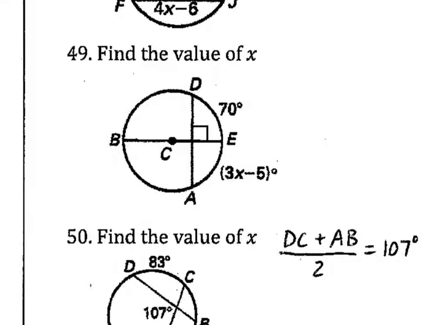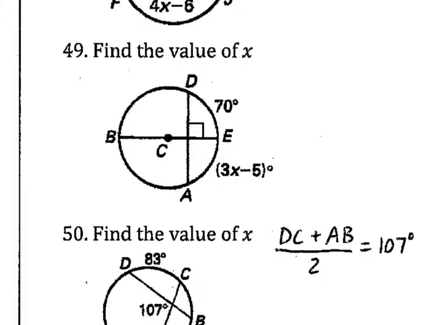And number 49, again, being that these are perpendicular lines, these two arcs are equal to one another, so say 3x minus 5 equals 70, solve for x.